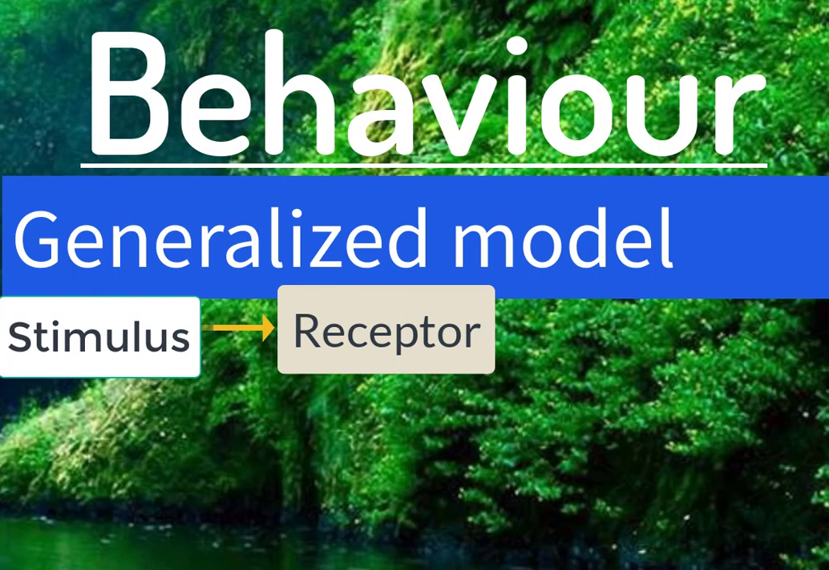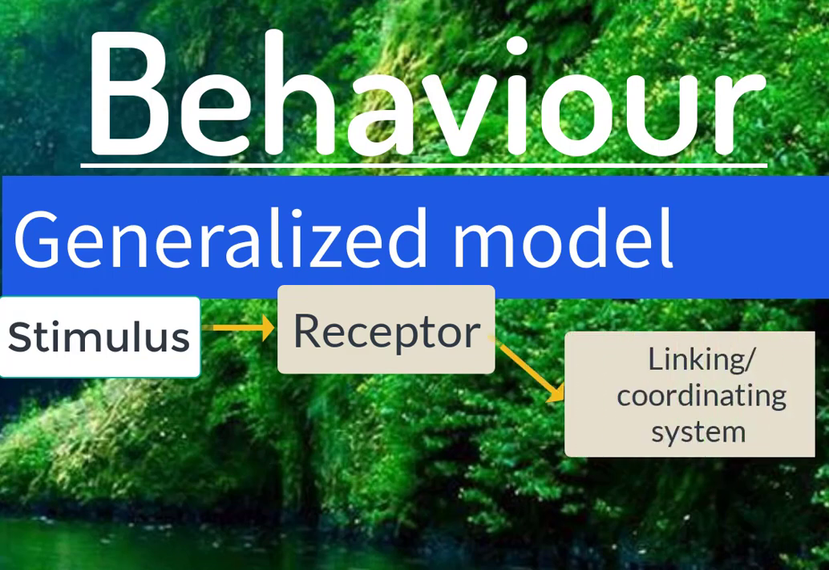Second, there must be receptors that are capable of detecting a stimulus or a change in environmental factors. These receptors are a group of cells that are specialized to receive and process stimuli. Then these receptors transfer the information to the coordinating or linking system. The coordinating or linking system is the working together of various organs or parts of the body of an organism in a proper manner to produce an appropriate reaction or response to a stimulus.